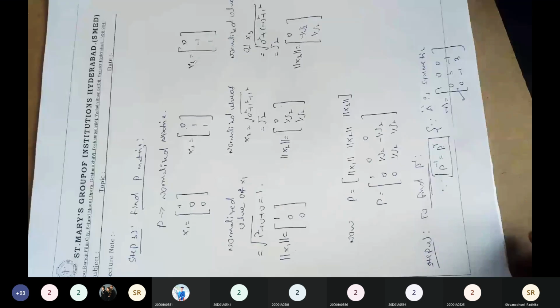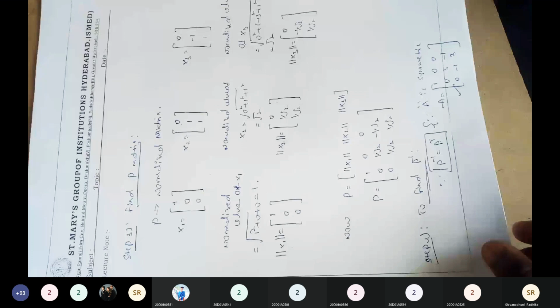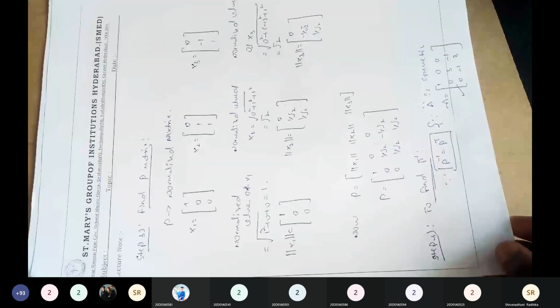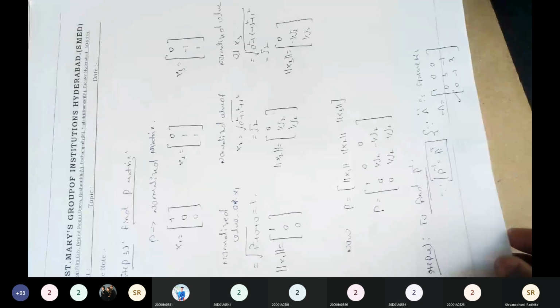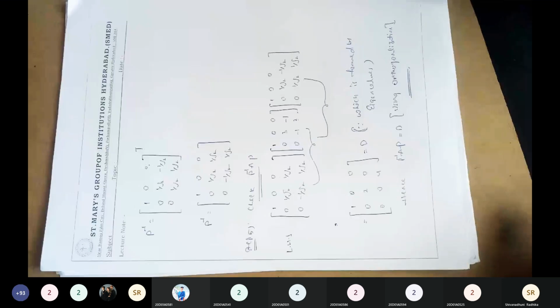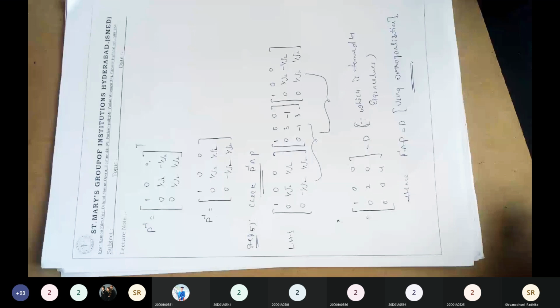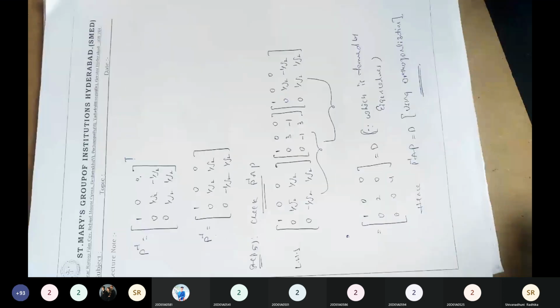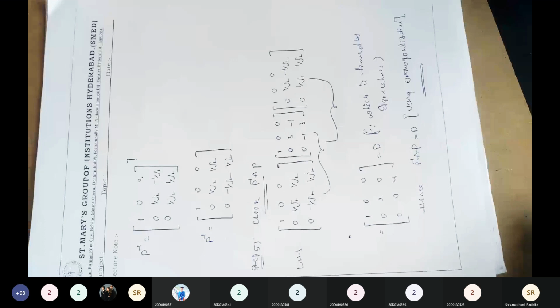Now we are going to the next step 3. So this one, capital P matrix, we need to find, that is a normalized matrix. Okay, completed. Yes, ma'am. Completed. Next, last page. Okay, ma'am. Completed, next.